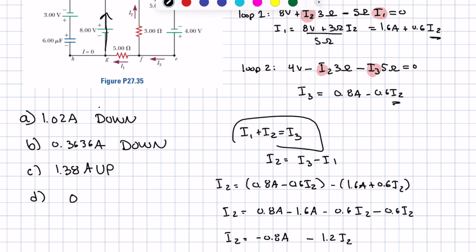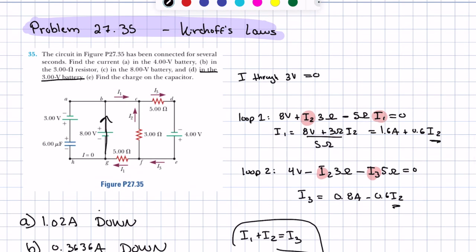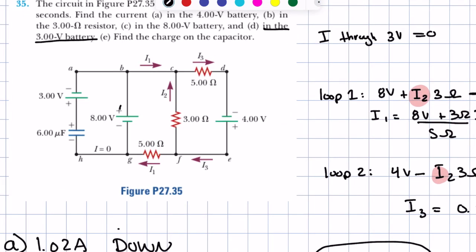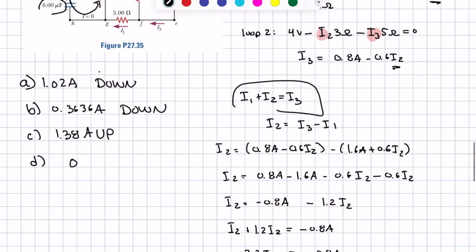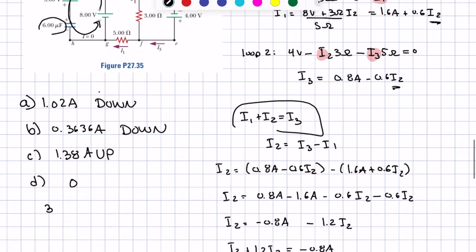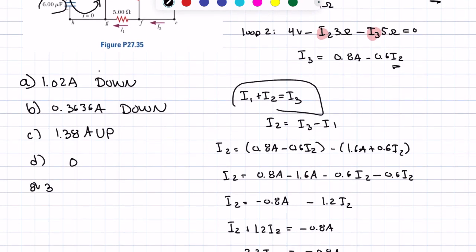Now, lastly, E says, find the charge on the capacitor. To find the charge on the capacitor, we need to use our loop rule one more time. We're going to have this loop going like this, where we have 8 volts, 3 volts, and then a drop due to this capacitor here. So what we're going to have is 8 volts plus 3 volts minus Q divided by 6 microfarads, and that is equal to 0.